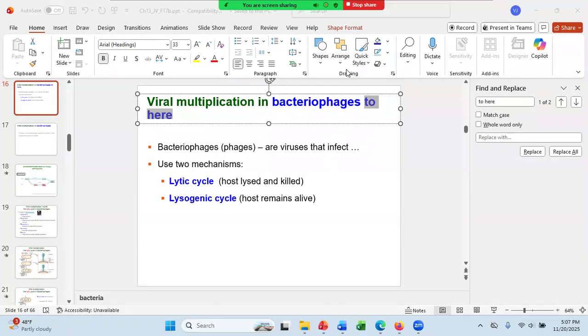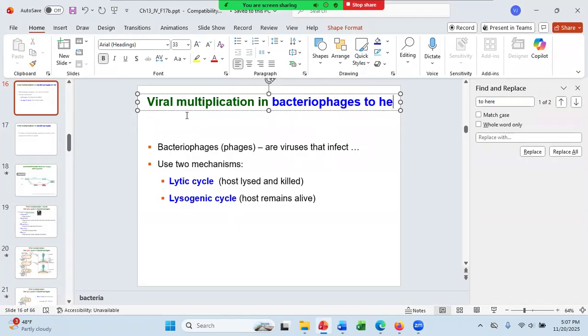All right, I have that we were talking about viral multiplication last time. We mentioned that bacterial viruses, which are called bacteriophages, can multiply by the lytic cycle or by the lysogenic cycle. Anyone disagree? This is where we ended last time.